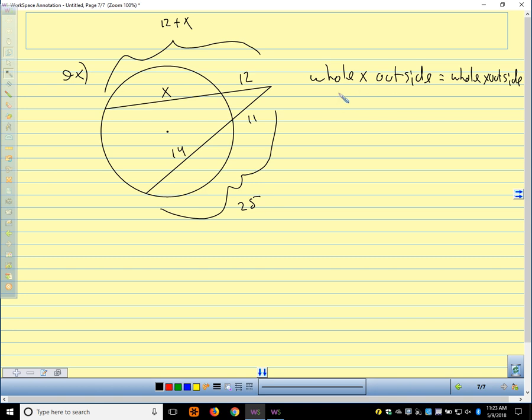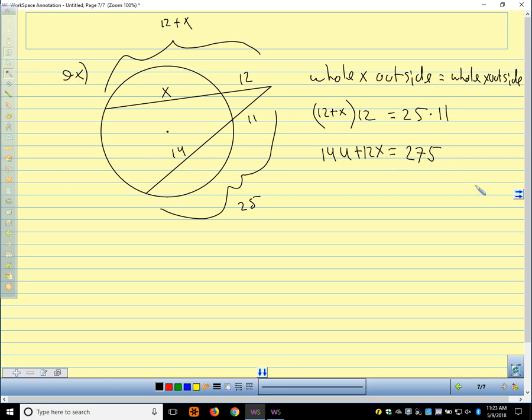So we're just going to plug this into our little acronym here. So the whole 12 plus x, need to put that in parentheses so I remember to distribute, times 12 equals the whole 25 times 11, the outside part. I'm going to distribute here. 144 plus 12x equals 25 times 11.